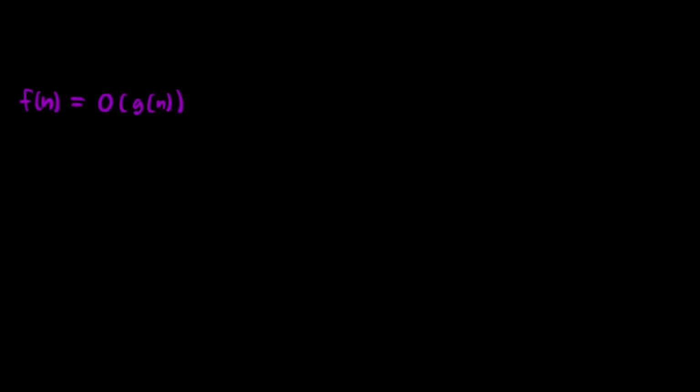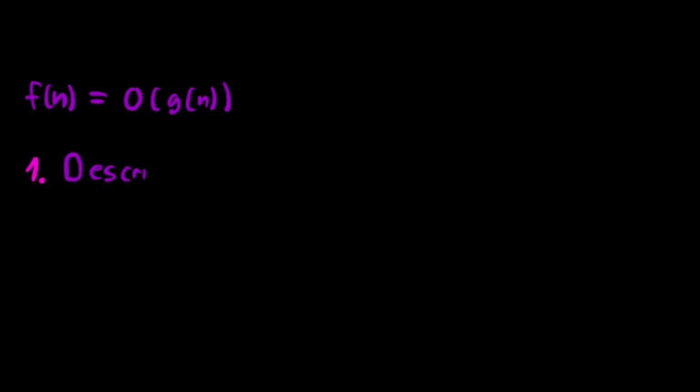When it comes to complexity analysis, we use big O notation to describe the upper bound of an algorithm's growth rate.